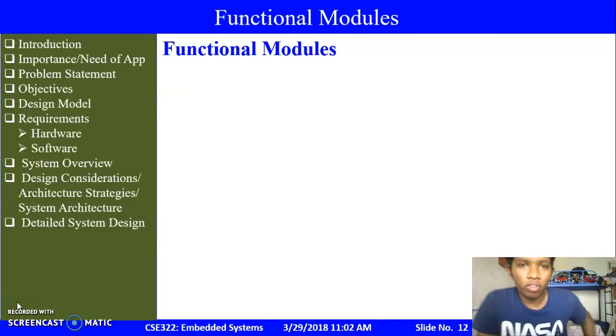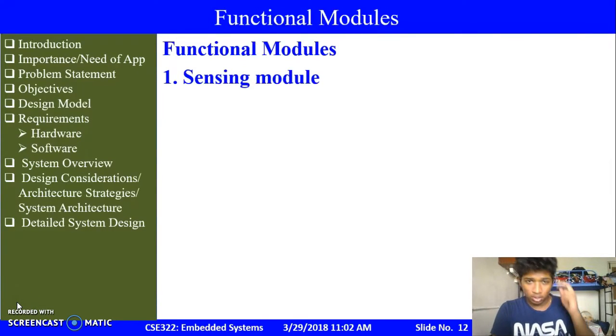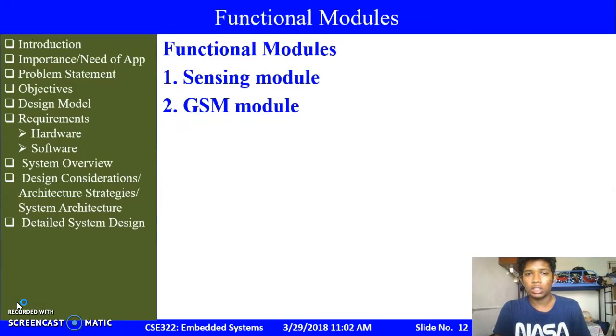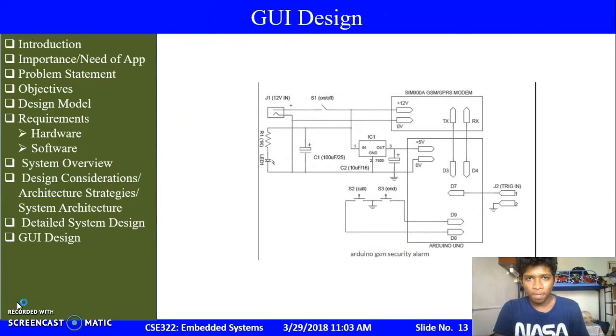I guess I'll tell about the functional models. I'll discuss the functioning models. There is a sensing module, the PIR sensor, which is used to sense, and the GSM module, which is used to send the messages. And this is the GUI design, this is the Arduino board, which you can see over there. The SIM 900A or 800A, whatever GSM module or GPRS module that you use, is shown over here. And this is the power supply and the sensor.